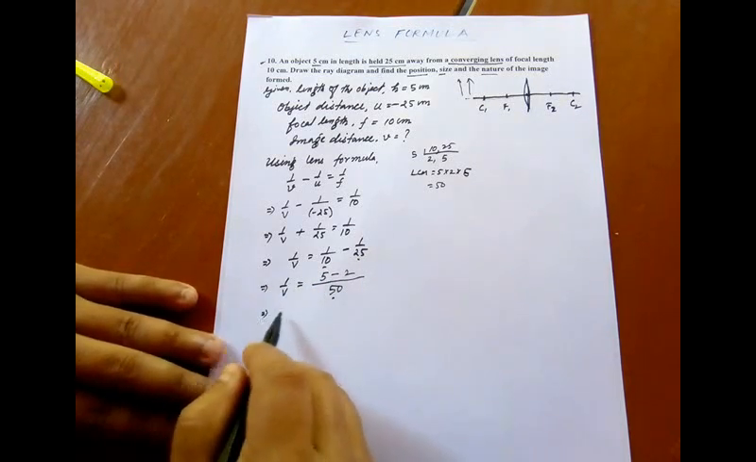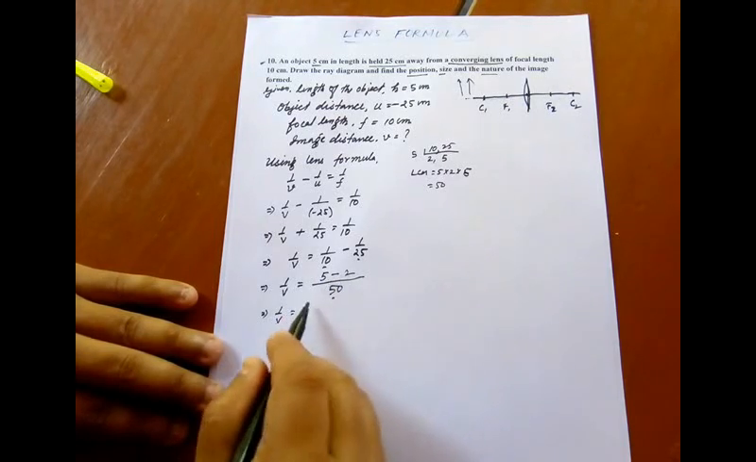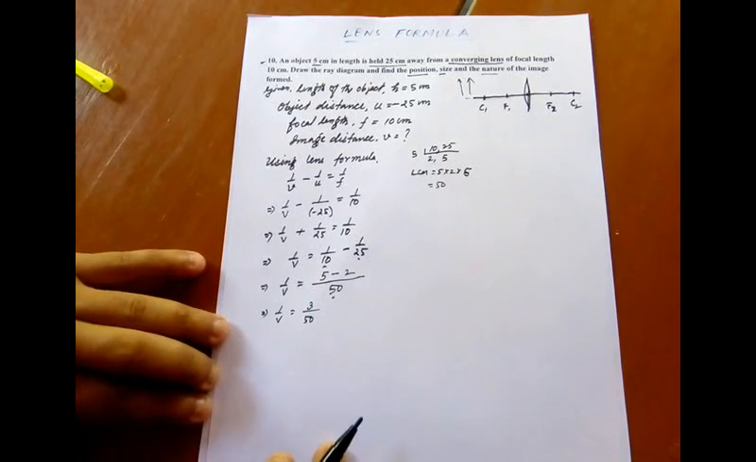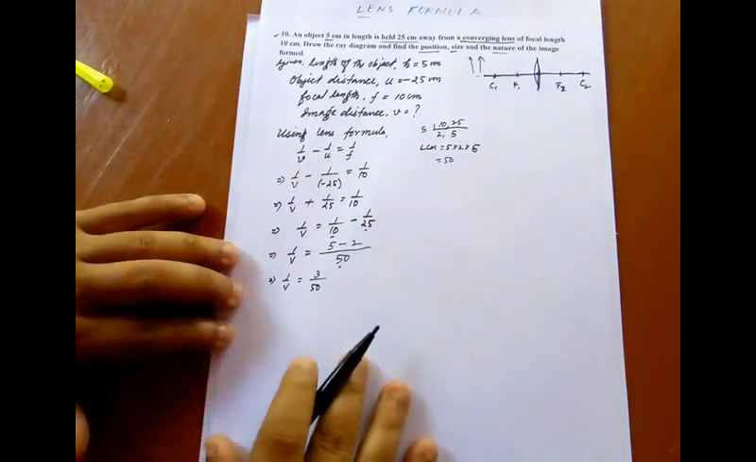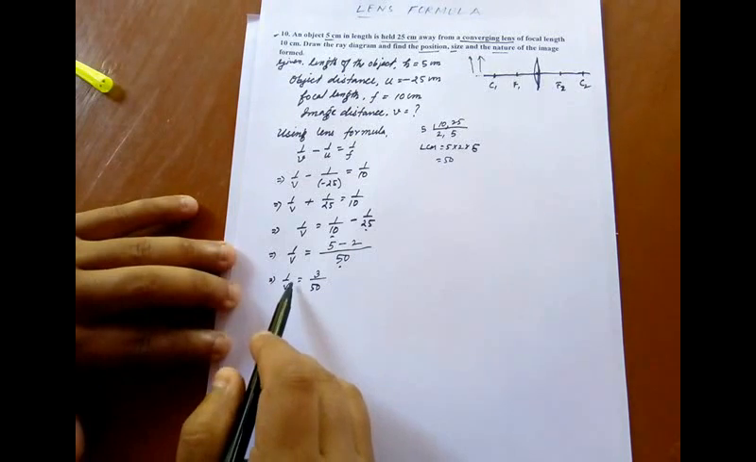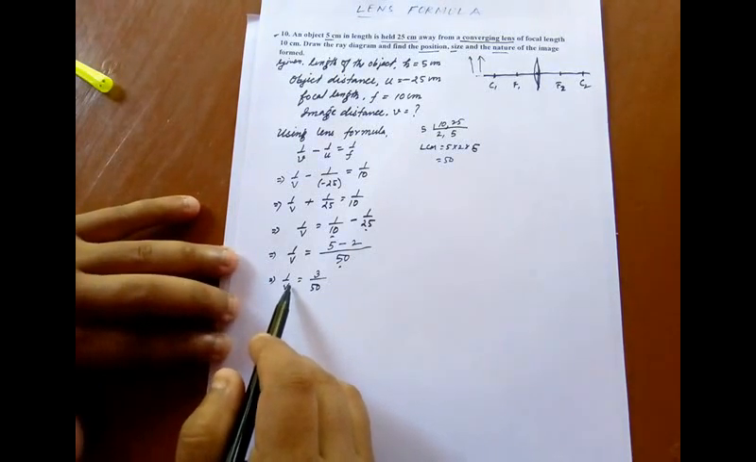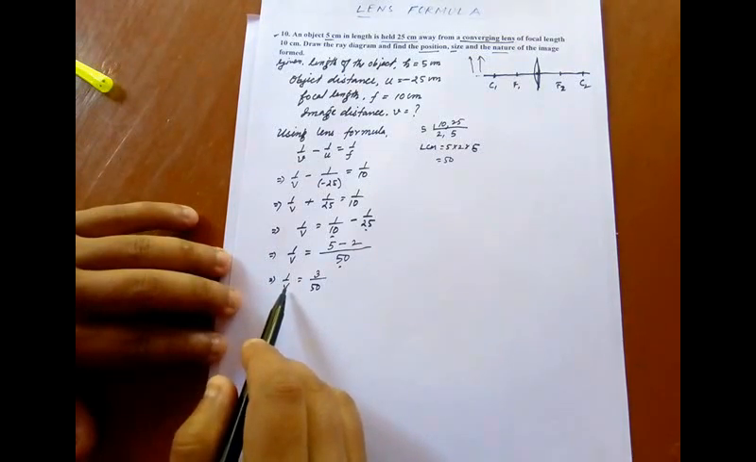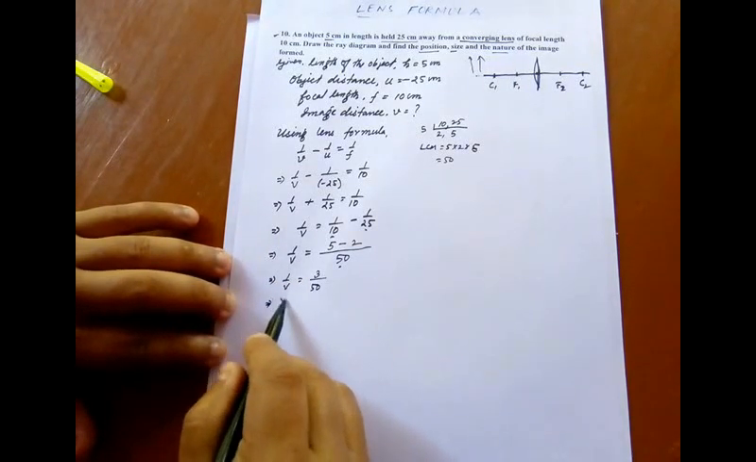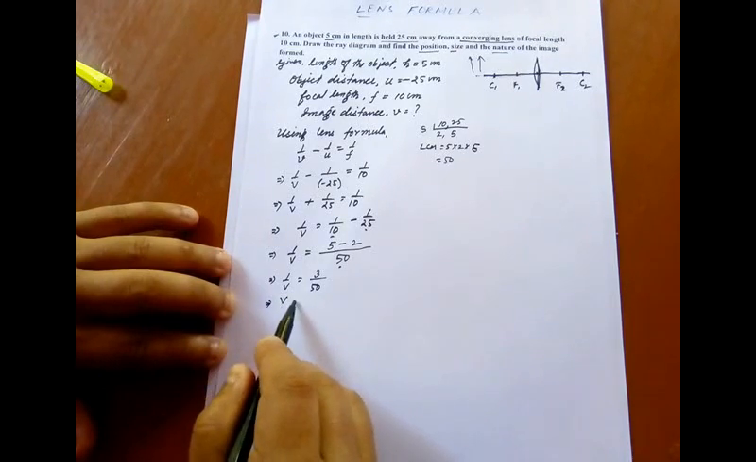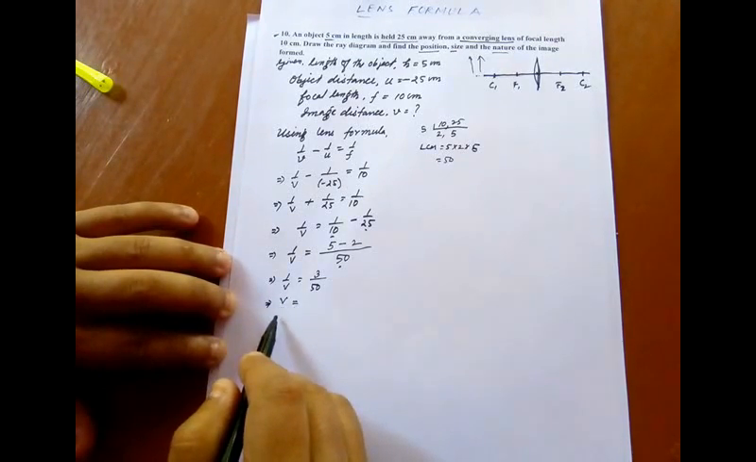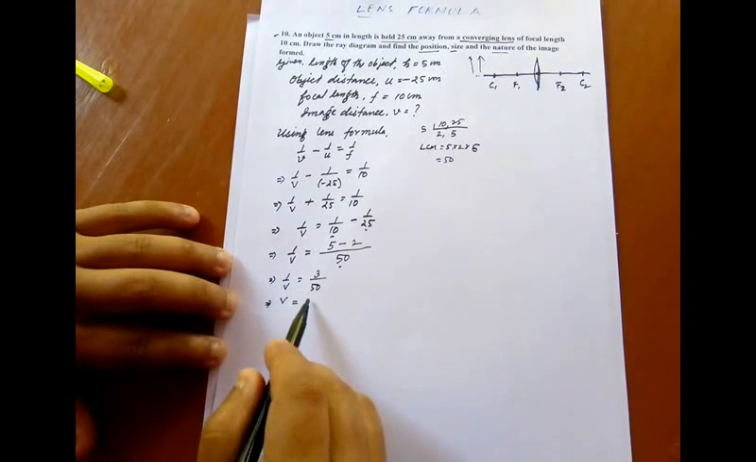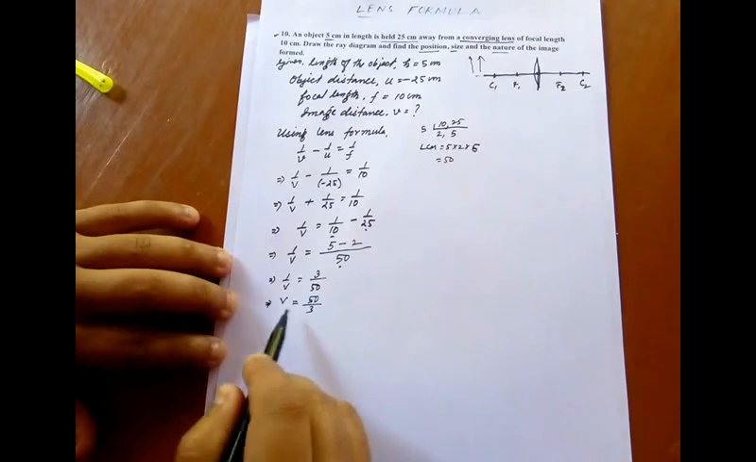So what you'll get here is 1 by V equals 5 minus 2, which is 3 by 50. Now here you'll have to remember one thing: we don't want 1 by V, we want only V. So we have to take the reciprocal. Reciprocal means the denominator goes up and the numerator comes down. That means it will be V by 1. I will not write the 1 since it is no use writing 1 in the denominator. Then this side also we will flip it, that means make it the reciprocal. That is 50 by 3.